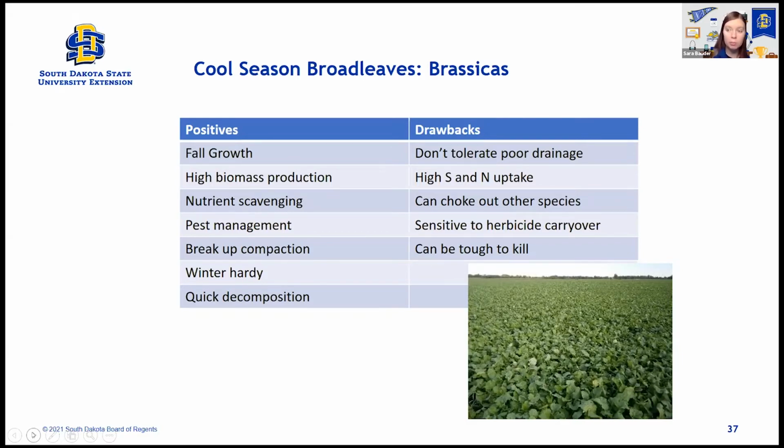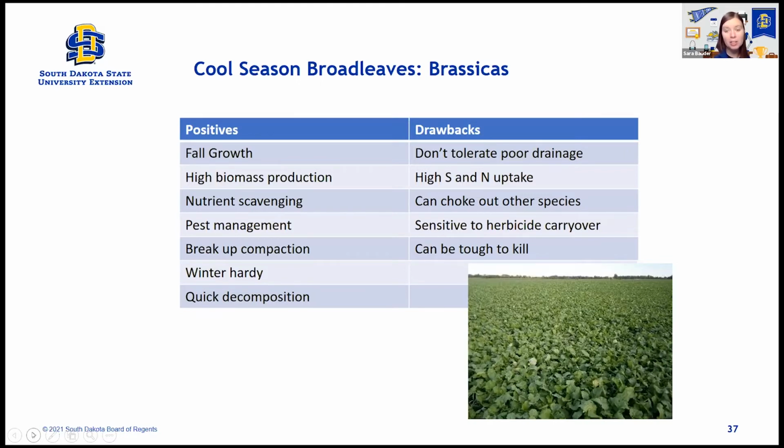They can help break up compaction, but one thing you'll hear a lot of experts say is having these huge radishes or turnip balls, although it's pretty cool, doesn't always mean they're doing the best job of breaking up compaction. Sometimes having more that are longer, so you have smaller radishes, for example, but they're longer and they're reaching down in the soil, that can do just as good of a job with compaction. They can be pretty winter hardy, and they're quick to decompose. And part of that is that high water content.